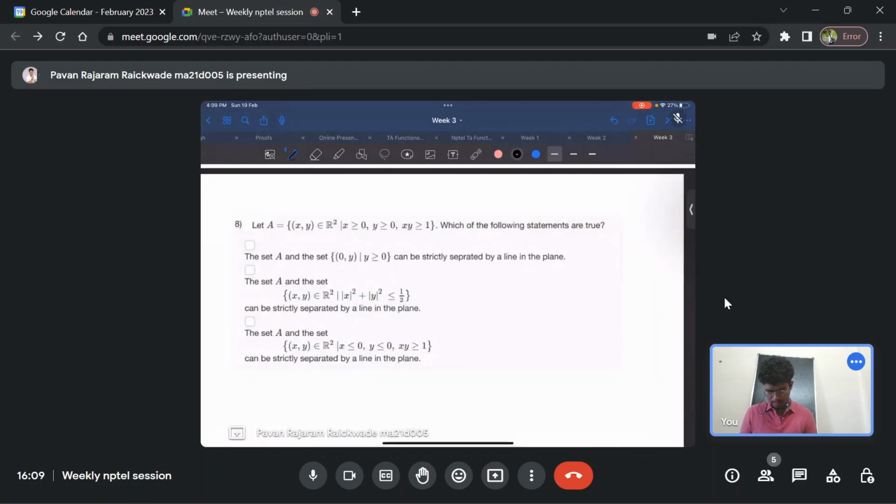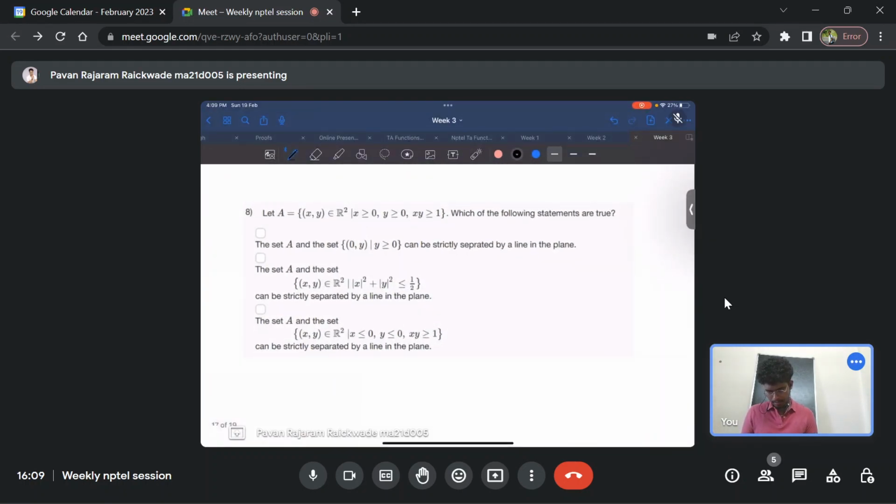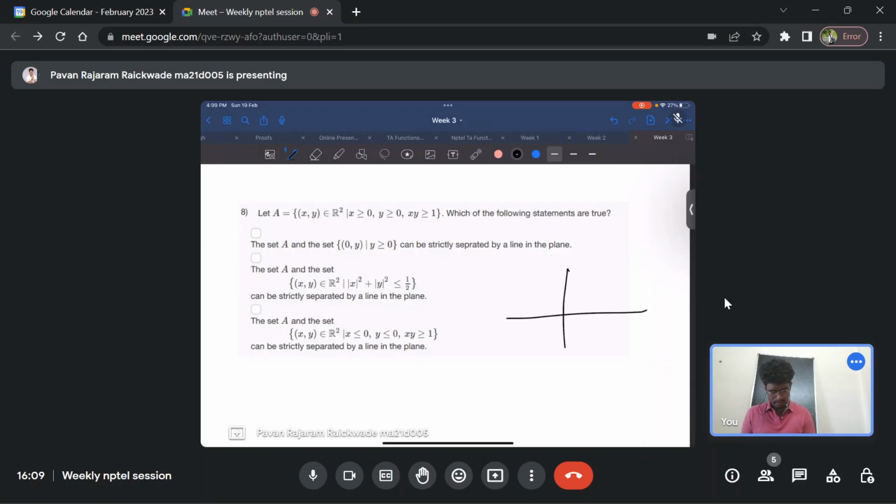Question number 8. A is the set of points on this curve. Option A says the set A and the positive y-axis can be strictly separated by a line in the plane. So what are your initial guesses? Can we separate these two curves, this curve basically and this?